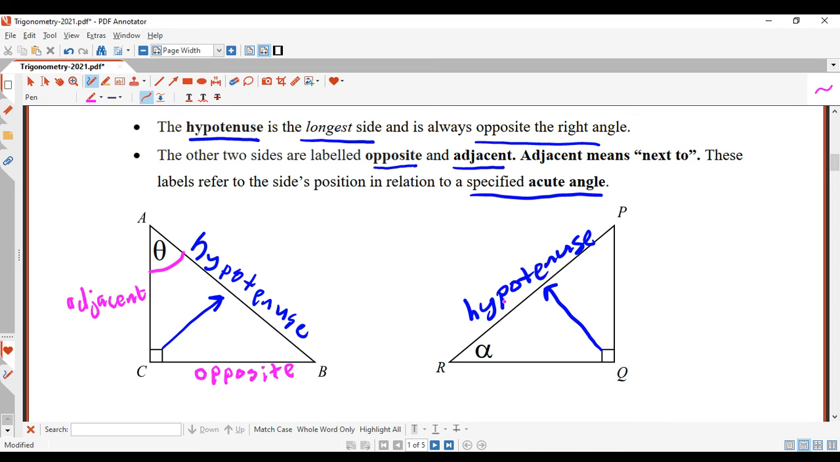Let's come over to the other triangle now. This time the acute angle that we're referring to is this one, because it's been marked with the Greek letter alpha there. The side furthest away from that angle is the opposite side, so that's labelled opposite.